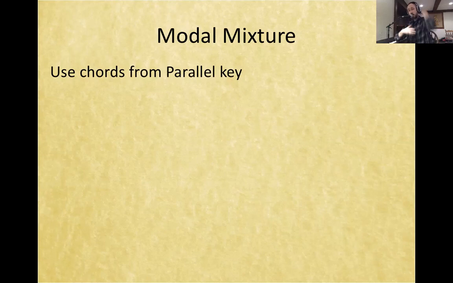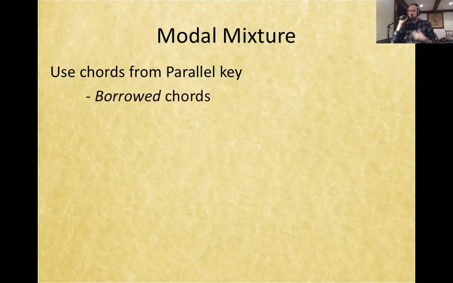So what we're going to be doing is borrowing chords from C minor into C major. Or we could go the other way. We could be in the key of C minor, and we could find a way to borrow some chords from the major key into our minor world. So that's what we're doing when we talk about modal mixture. We're mixing chords from the parallel key or the parallel mode.